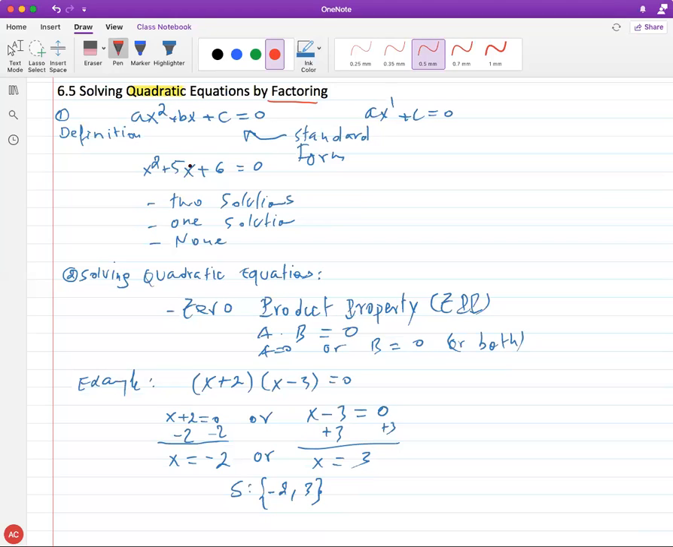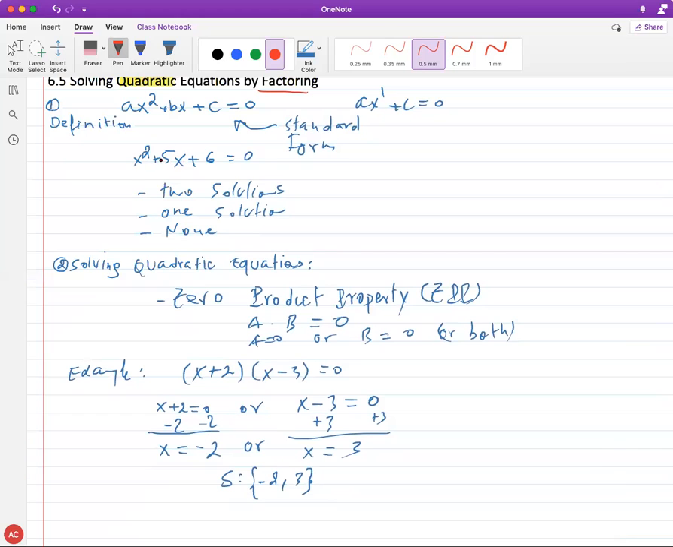We have other methods of solving quadratic equations. We have at least 3 other methods. We're going to learn those later, but today we're only going to focus on factoring. So we'll look at the equation, make sure it's in standard form, and factor it. Once it turns into a product like this, we split it into 2 equations and solve each one of those first degree equations.